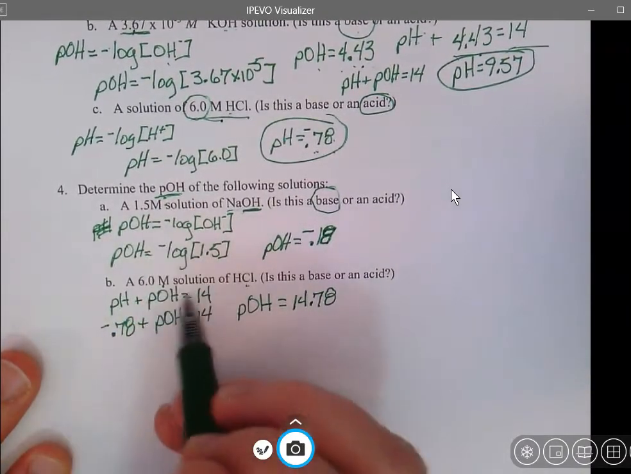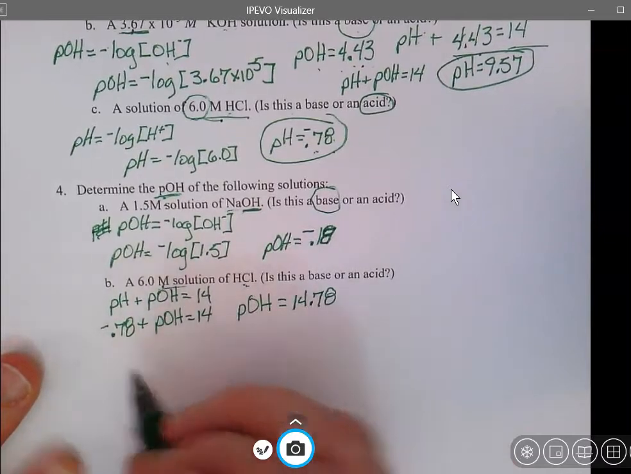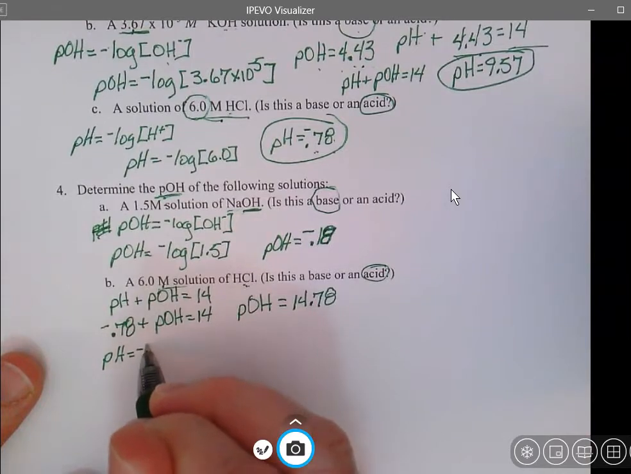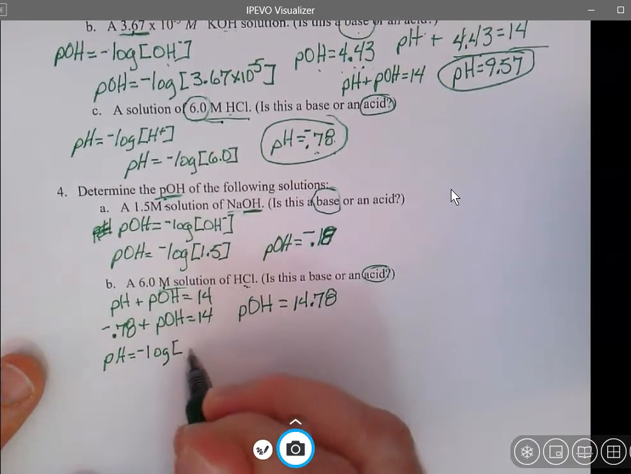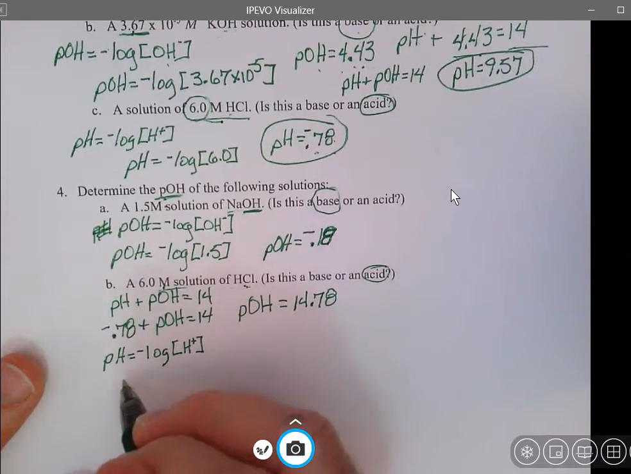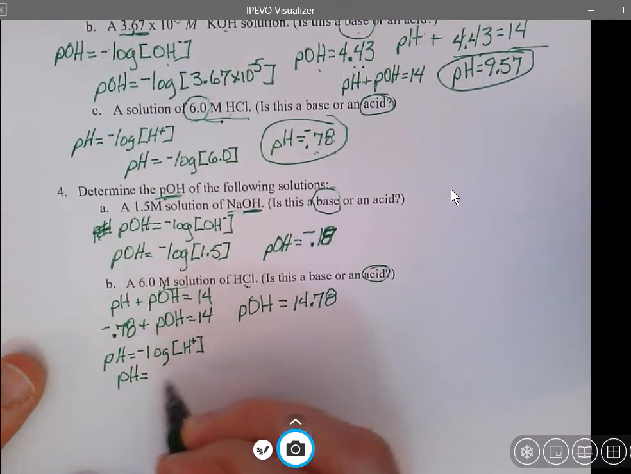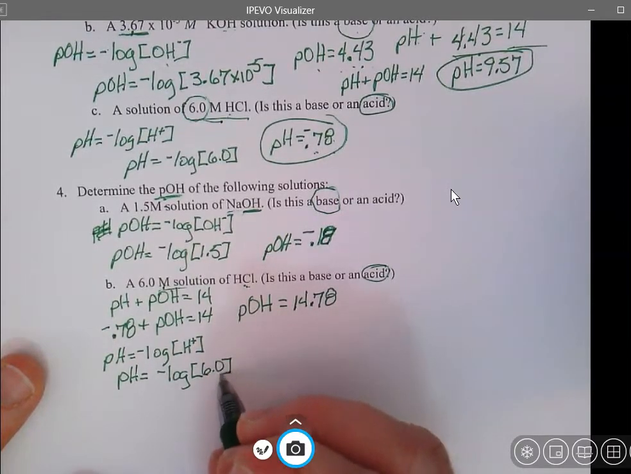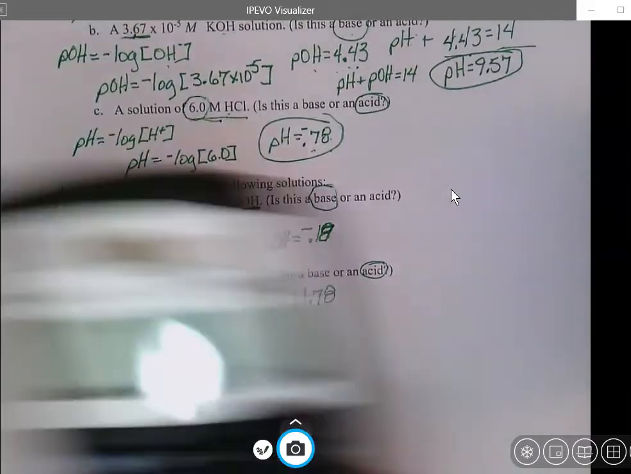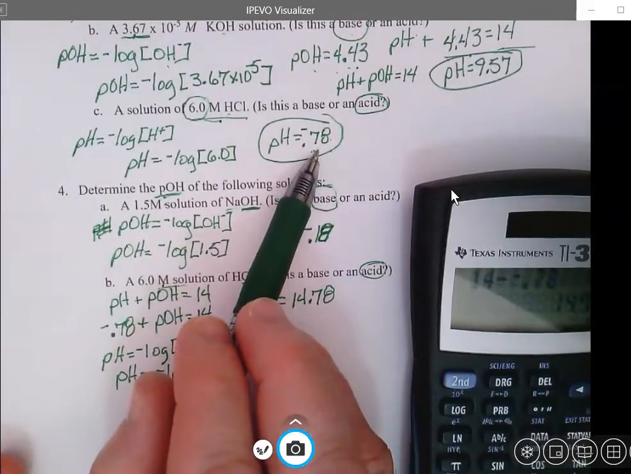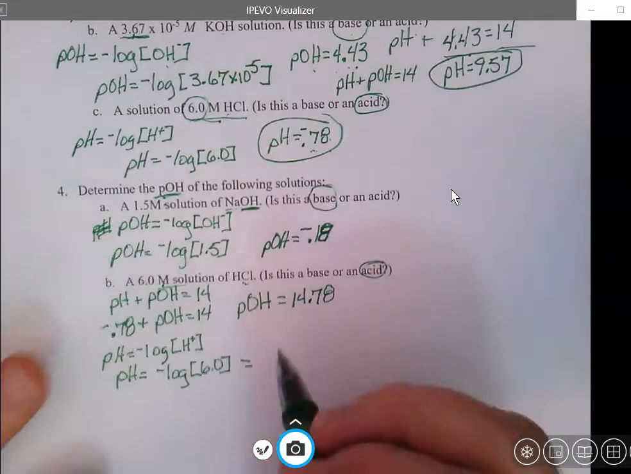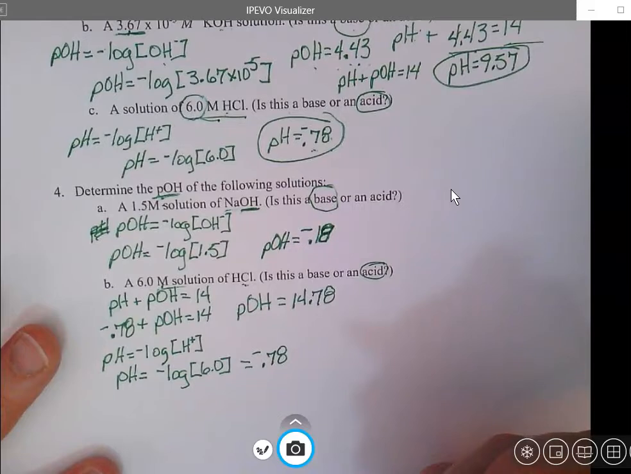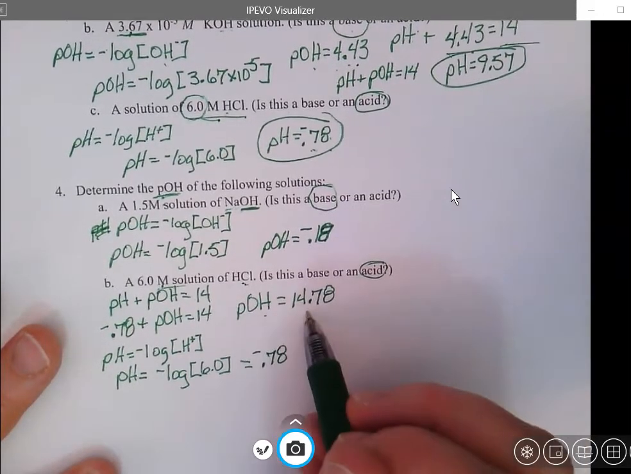So our pOH is what we're looking for. We're going to find the pH because this is an acid, and then we'll move on the other way. pH equals a negative log concentration of H. So pH equals negative log 6.0, and that, as we put it in our calculator, we already found out equals negative 0.78. Okay. And then we go to there.